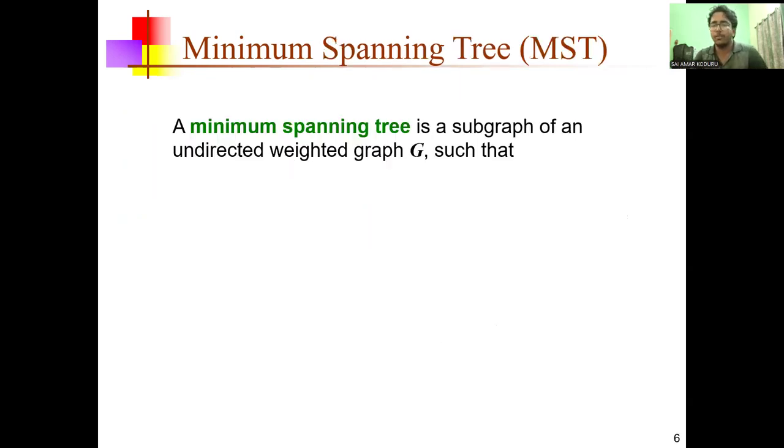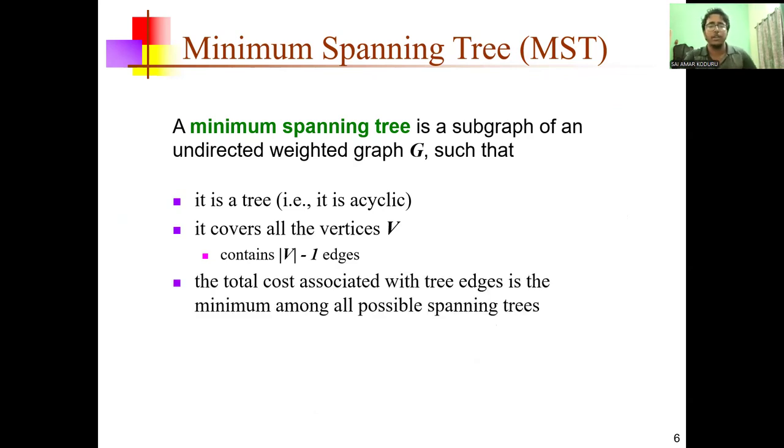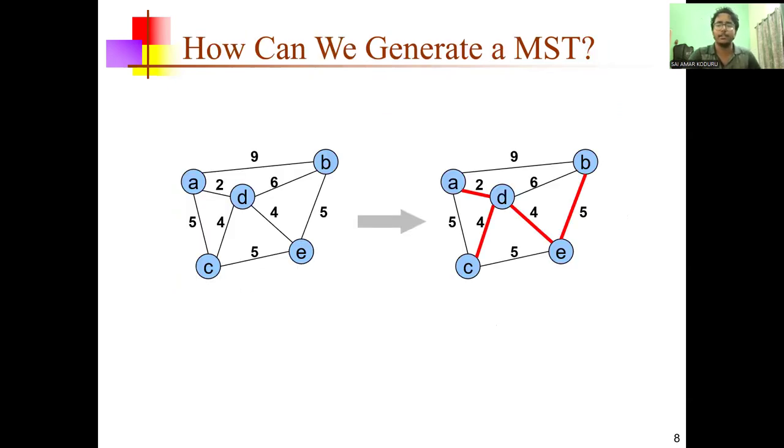Now let's go in detail about the minimum spanning tree, MST. A minimum spanning tree is a subgraph of an undirected weighted graph G such that it is a tree. It covers all the vertices V, which means it also contains V minus 1 edges. So the number of edges in a minimum spanning tree would be the number of vertices minus 1. The total cost associated with the tree edges is the minimum among all possible spanning trees. And an MST is not necessarily unique.